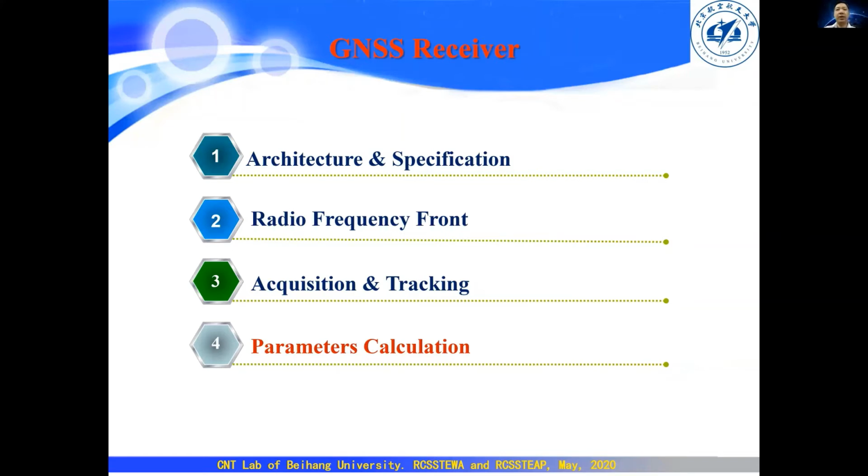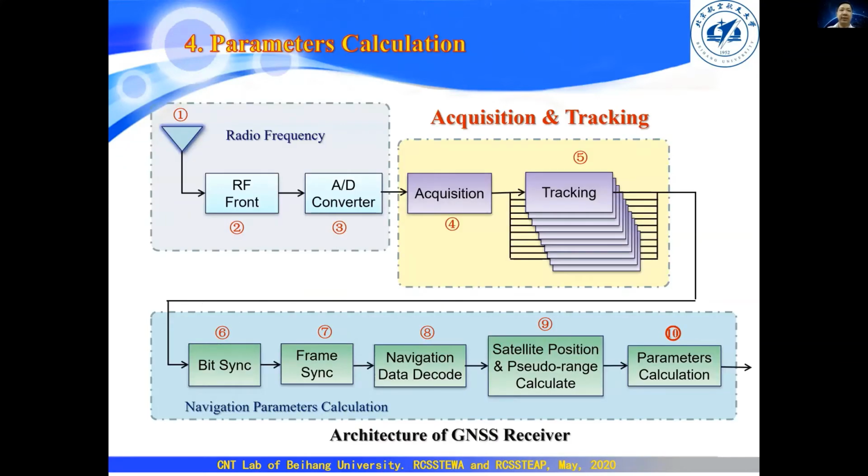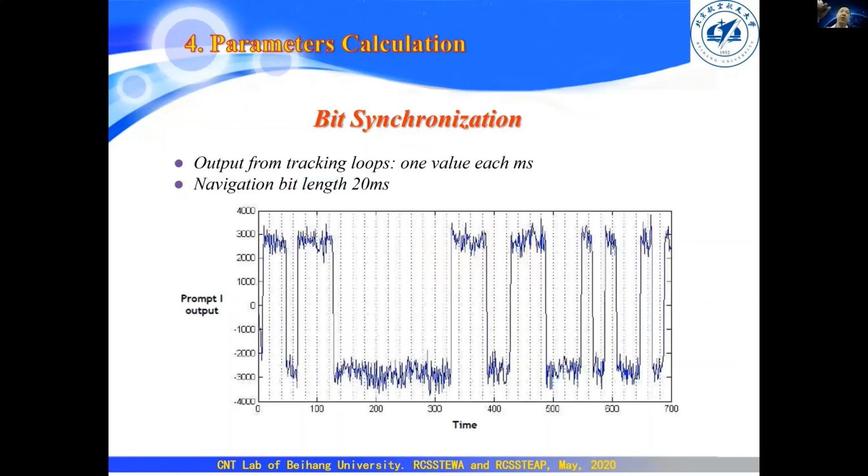Okay, for the last part, I will tell you how to do the parameter calculations. So if everything is fine, how to calculate the results. This is in this part: navigation parameters calculation. If you keep up tracking, then you know where the satellite is, and you can get the frequency and the information from a satellite. When you get the information from the satellite, it looks like this curve. We show you the data, for example this one. This is the data you will get from the satellites.